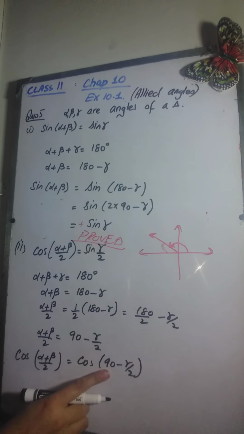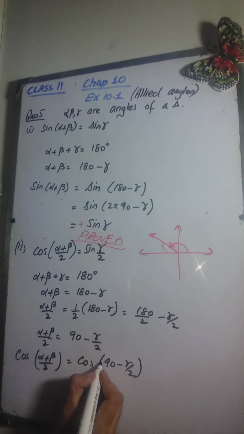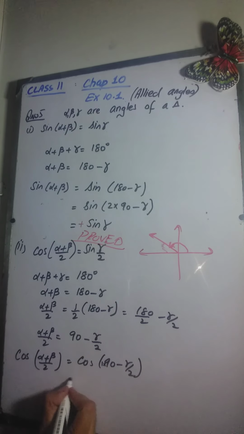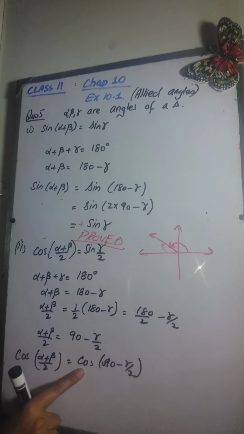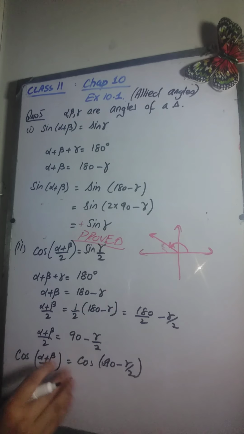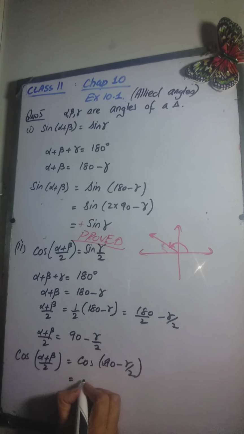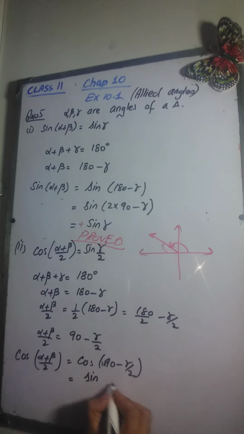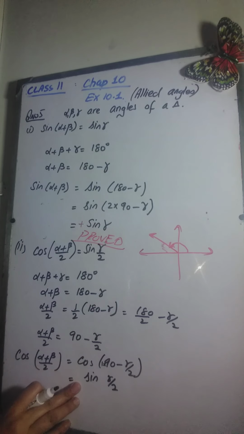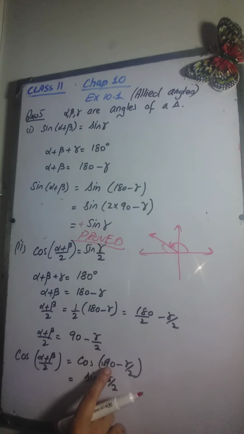Now over here we have an odd multiple of 90. 90 can be written as 1 times 90. So it means the trigonometric ratio will change to its co-ratio. Cos of 1 times 90 minus gamma by 2 will be equal to sine of gamma by 2. And in order to determine its sign, we are going to find the quadrant in which it lies.